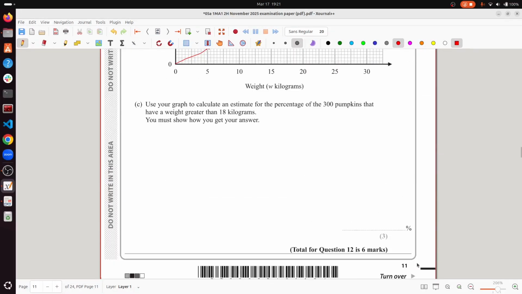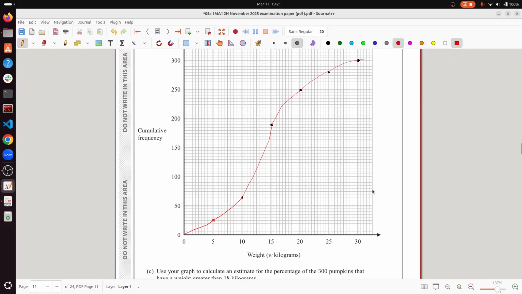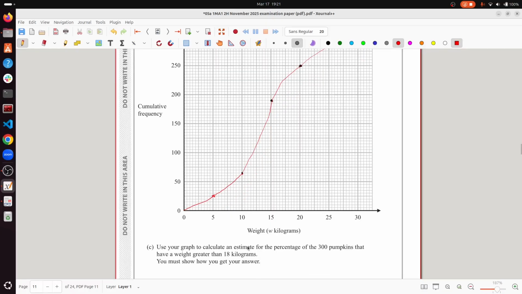So the next part of it says use your graph. Whenever you see a question says use your graph, even if your graph is wrong, use it, because you will get a follow through mark for that. Even if your graph is wrong, use it, because the examiner is meant to look at your graph and try to mark your graph because they've told you to use your graph.